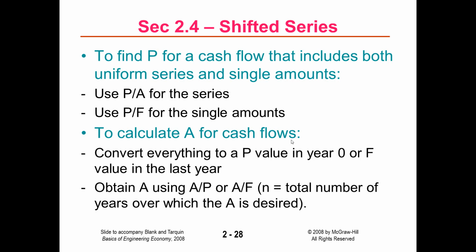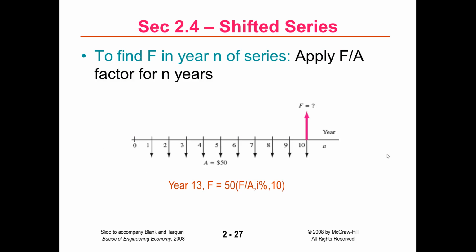Just a little bit more information, or a recap of what we did. If we want to find P, and you have series amounts and single amounts, if you're finding P, make sure that it's the first letter. Find P either given A or given F. If you want to calculate A, you convert everything to P in year 0. So if you have A's, you either move everything to year 0, like what we did in example 2.10, or you move everything to F in the last year, like on the previous slides, like this slide right here.